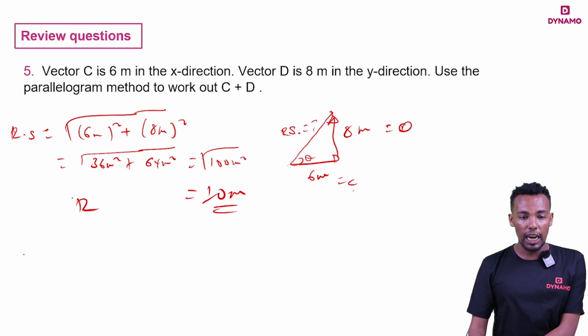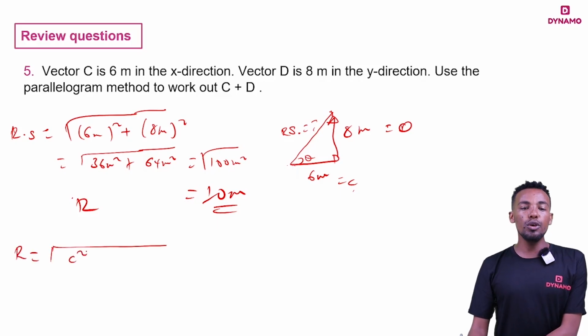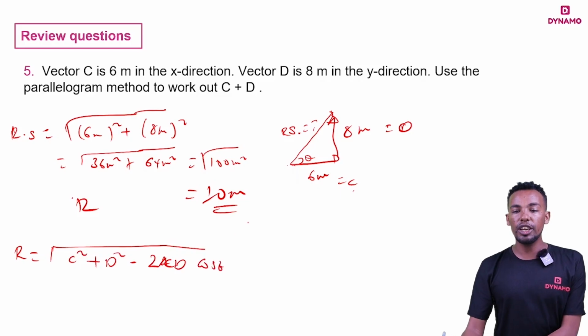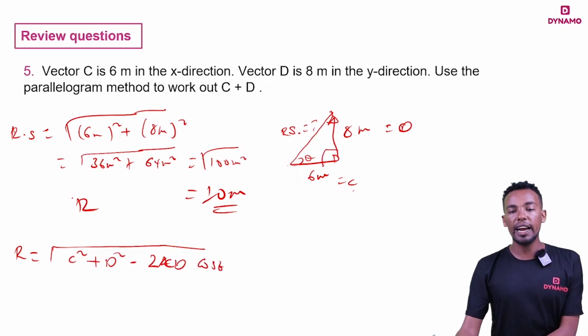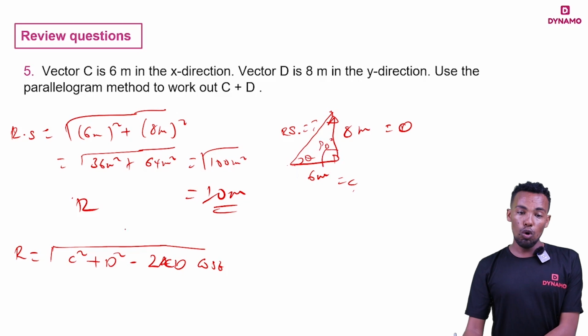The resultant vector is equal to what? Under radical of what? C square plus D square minus twice of C D cos theta gochuu dandeenya jechuudha. Garuu angiliin as jiru kun meeqadha? 90 degree dha jechuudha.